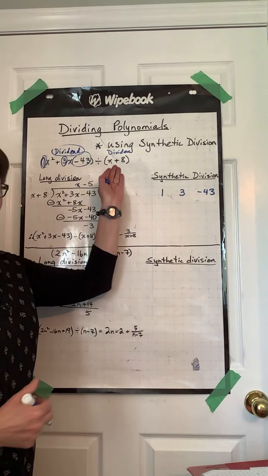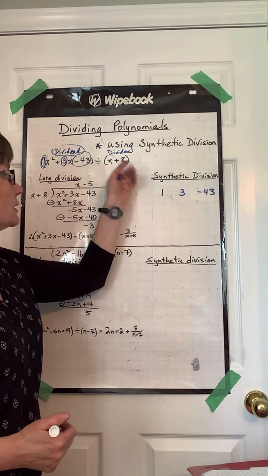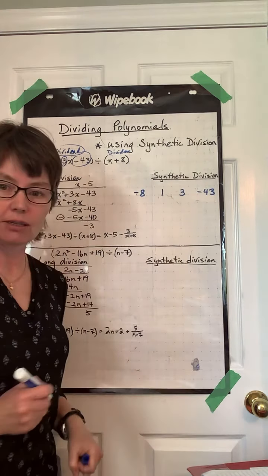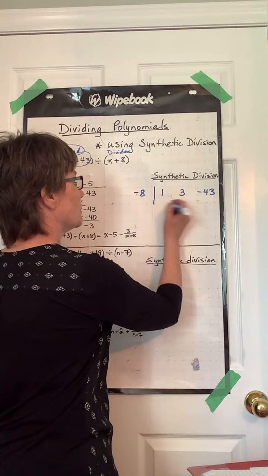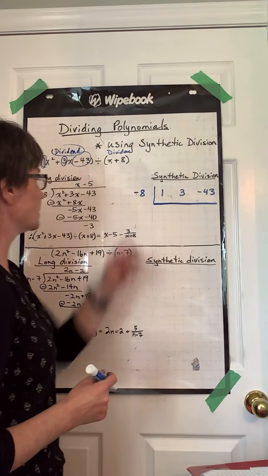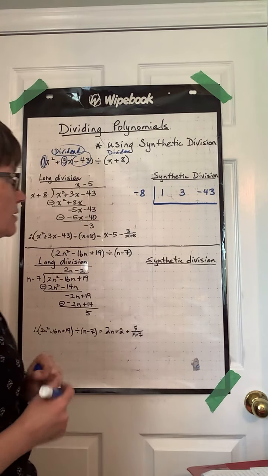Now we're dividing by x plus 8. We're going to take that 8, change its sign, and put a negative 8 over here. And we're going to create sort of this upside down division sign compared to this division sign over here.